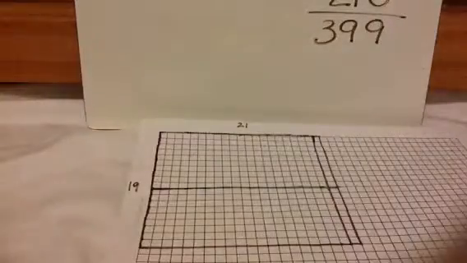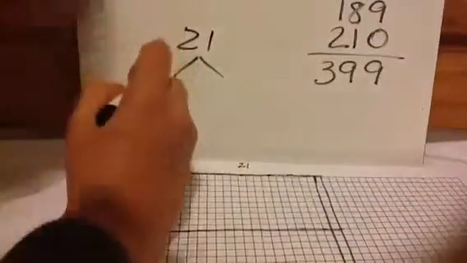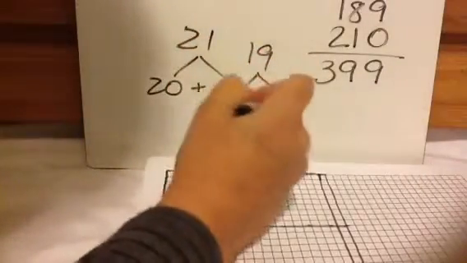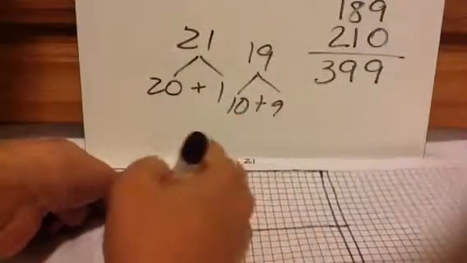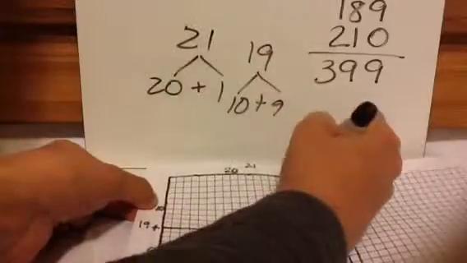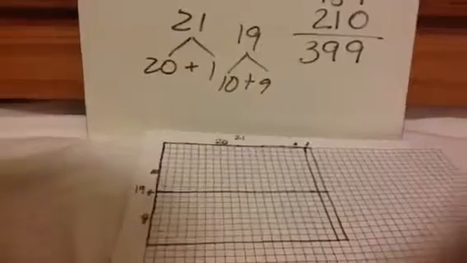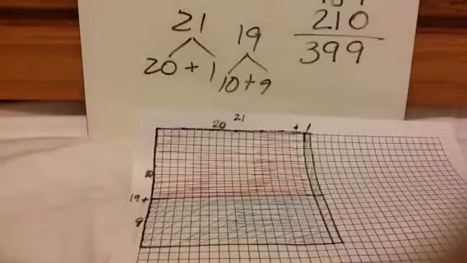If you don't know how I got that, when I break up 21 in a distributive property type situation, it would be 20 plus 1. Like, think expanded form. And then 19 would be broken up into 10 plus 9. Okay, so this is 10 and this is 9. And this is 20 and this is 1. Okay, so I'm going to color it real quick. Look at that. Isn't that amazing?